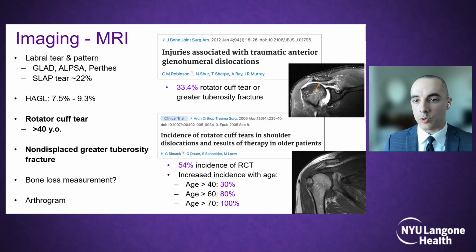An MRI is also useful, of course, for ruling out a rotator cuff tear, as this is much more common in patients over the age of 40. There are several studies that show at least a third of patients present with either a rotator cuff tear or a greater tuberosity fracture. And another study from 2009 in the lower portion of this slide, looking at all patients presenting to a level 1 trauma center with glenohumeral instability, found an overall incidence of about 54% of rotator cuff tear, and this incidence substantially increased with increasing age.